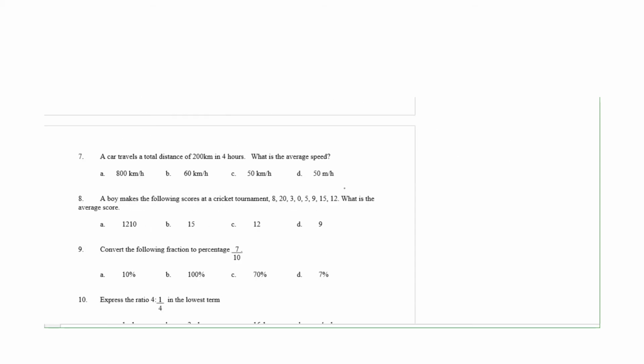Number 7. A car travels a total distance of 200 kilometers in 4 hours. What is its average speed? So in order to find the average speed, we're going to have 200 over 4 hours, and that simply gives us, 200 divided by 4, that gives us 50. So number 7 is 50 kilometers per hour.